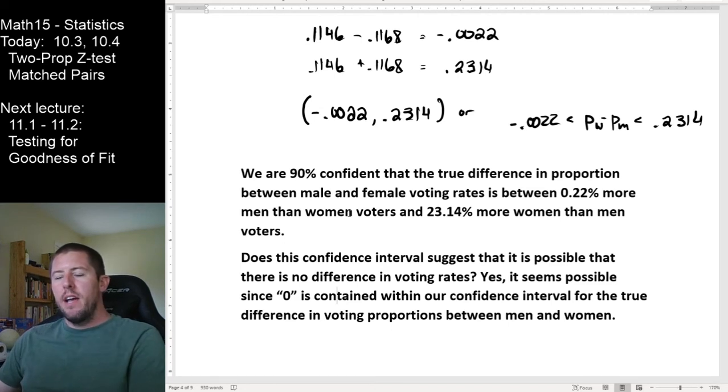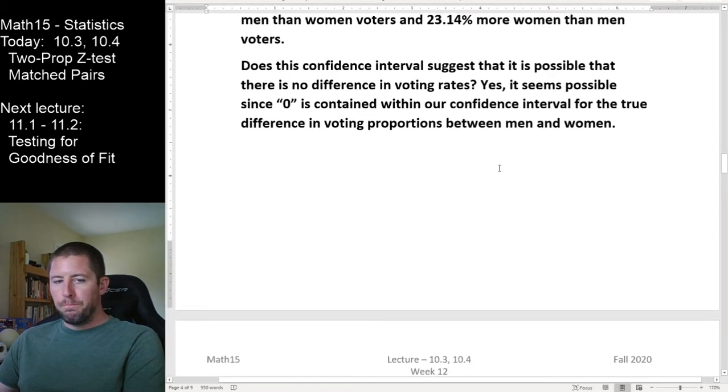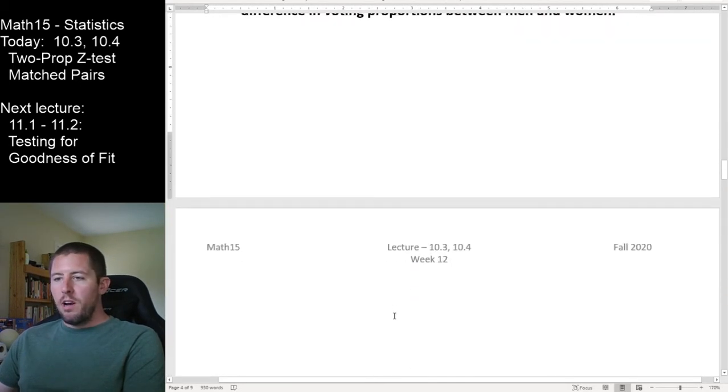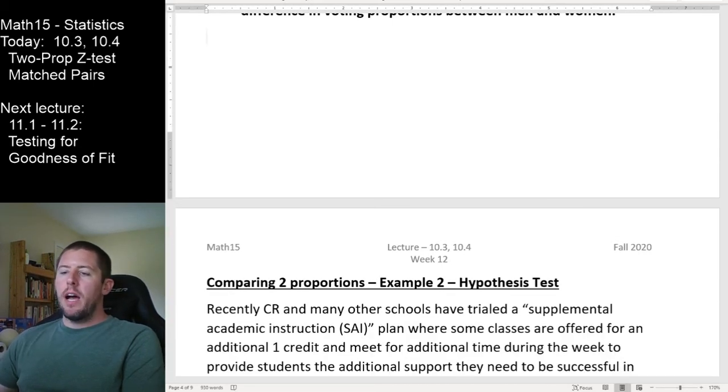So just realize it's worth it to stop and think about in what order you are performing your subtraction when you're comparing two samples. It will influence how you end up writing your conclusion and interpreting the confidence interval values that you got right there. So there's our first two sample proportion confidence interval. Now let's go ahead and look at a hypothesis test associated with comparing two proportions here.